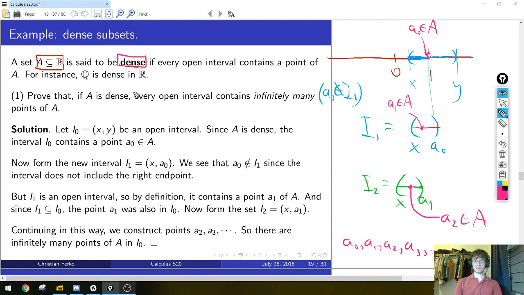So the first claim is that if a set is dense in the reals, every open interval contains not only one point, but infinitely many points of A. Good. Does this proof make sense? Yes. Okay.